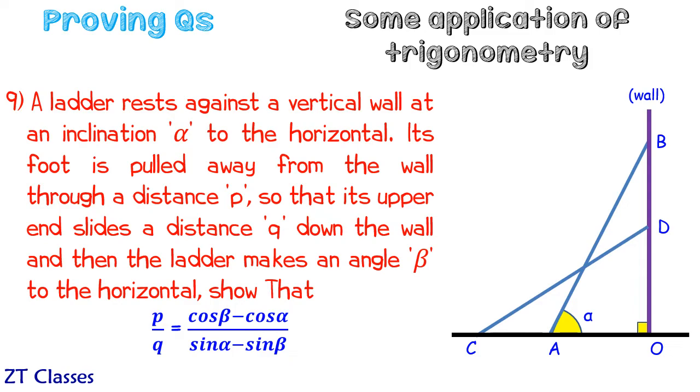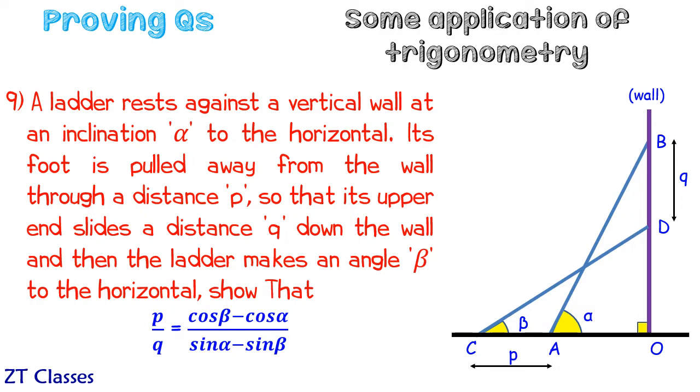So when we pulled the ladder away, A has gone to the point C, AC is P, and it has fallen down by a distance Q, so BD is Q. So BD is how much it has fallen down, and AC is the foot which you have pulled away, right? So AC is P.